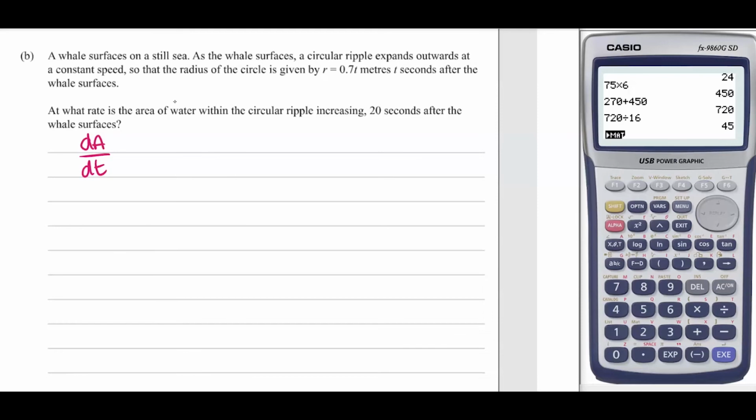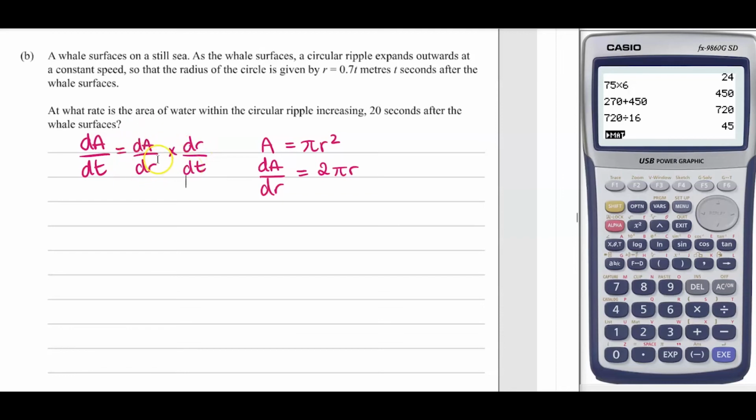What we know is that that area is going to be pi r squared. So dA by dr will equal 2 pi r, so just differentiating that. So we've got dA by dr, but we want dA by dt. We need to use the chain rule to work out how to get from dA by dr to dA by dt. So we need to multiply by a dr on the top and a dt on the bottom, so that this dr would cancel with that one and we'd be left with dA by dt.